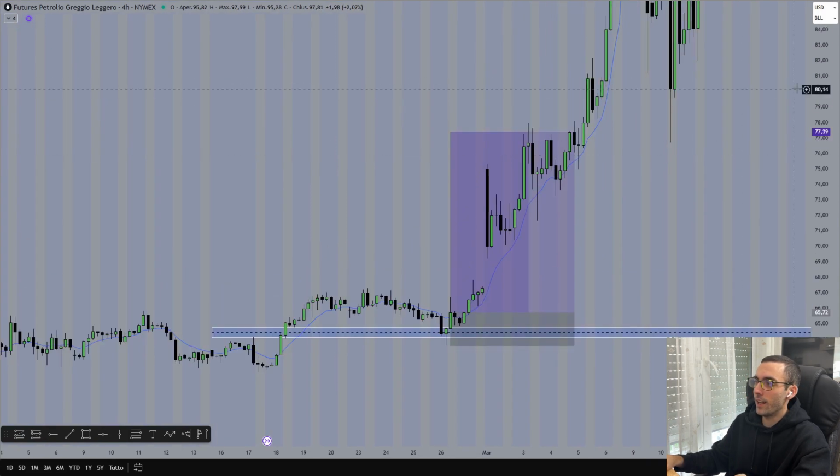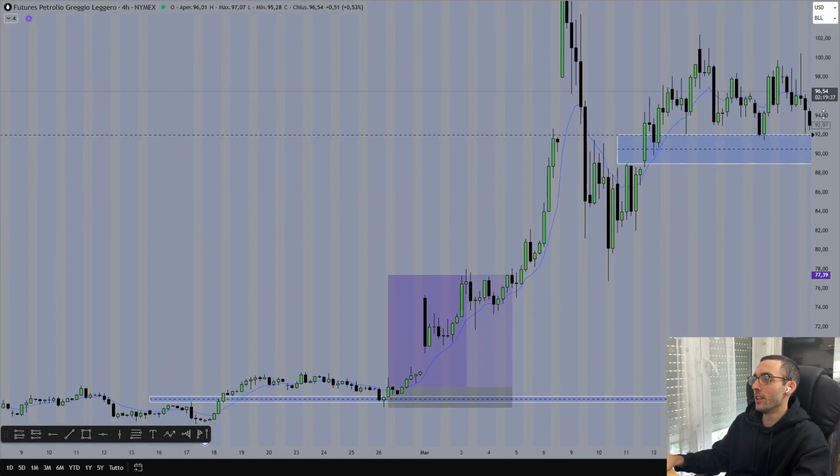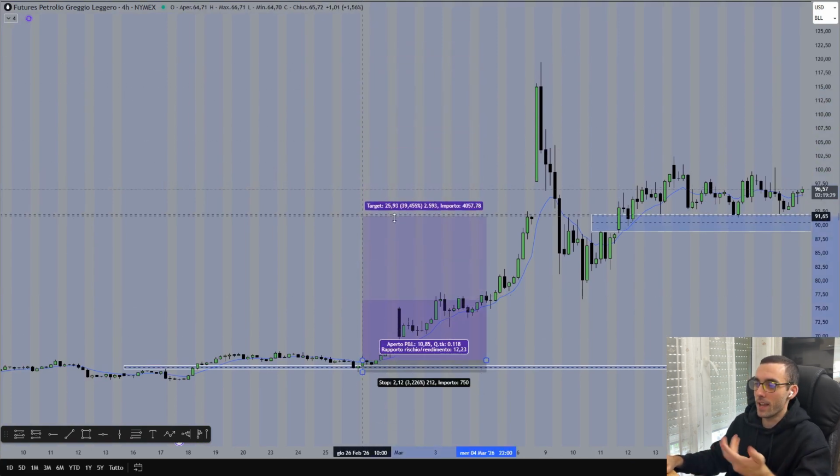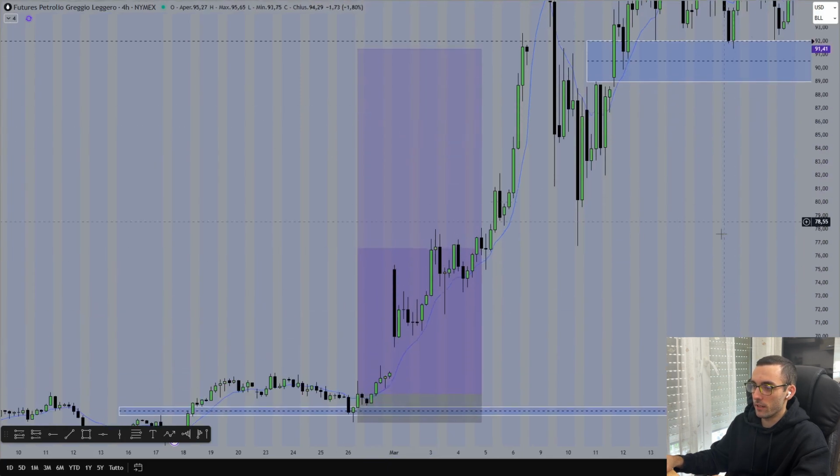And obviously, I didn't want to show you this trade because honestly, it makes me feel sick because I didn't open it. But yeah, at the maximum it was 25R. But as you can see, this is a strategy that can work on every market.